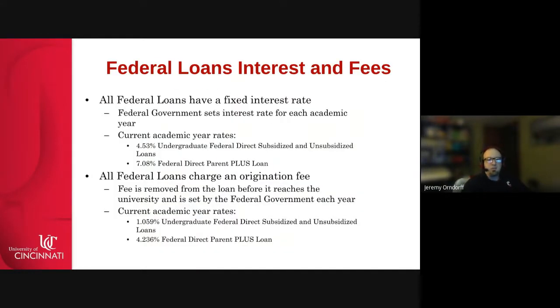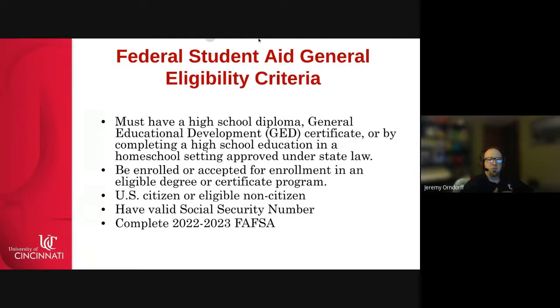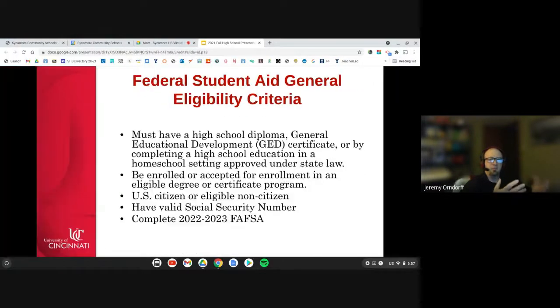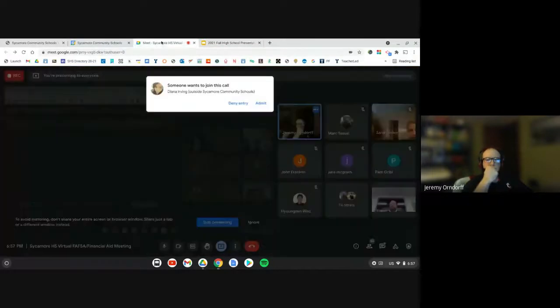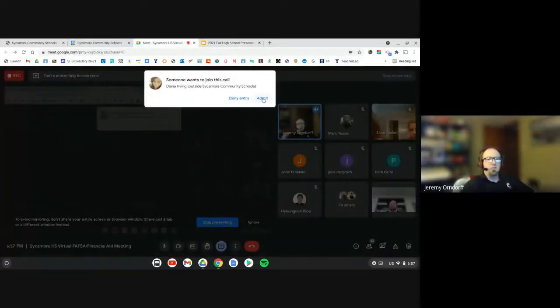All federal loans have a fixed interest rate, and this can be a little bit confusing because what I'm about to say is going to sound completely like I'm contradicting myself. It is a fixed interest rate for the year they were disbursed. What that basically means is if you're a freshman student and you've taken out your $5,500 in federal loans, then the interest rate for that year is fixed. And right now it's about 3.25%, if you were a freshman right now.